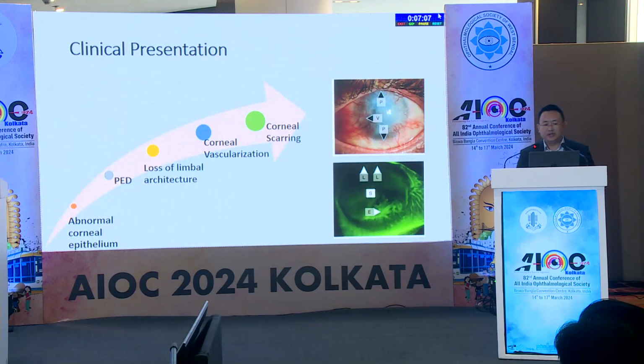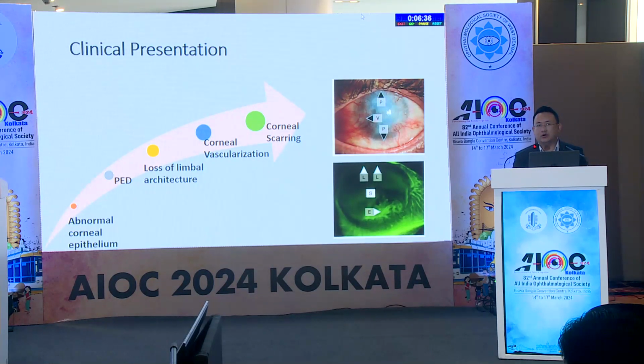So the clinical presentation can be abnormal epithelial cells. There can be vascularization of the cornea. Corneal scarring can be there. There can be loss of limbal architecture. The palisades of Vogt can be lost, and there can be a persistent epithelial defect. On slit lamp examination, you can see fluorescein pooling in the initial partial limbal stem cell deficiency, and in a later stage a fingerprint-like whorl pattern will be there.